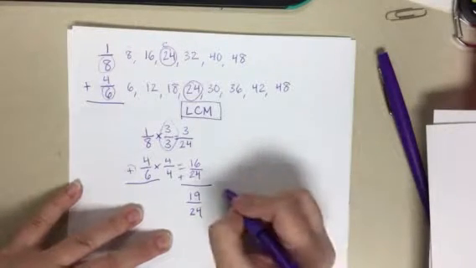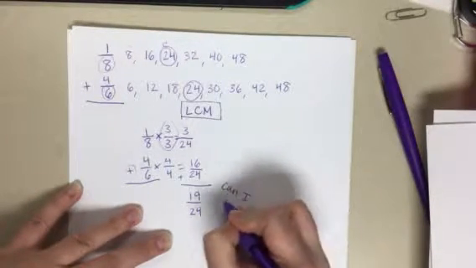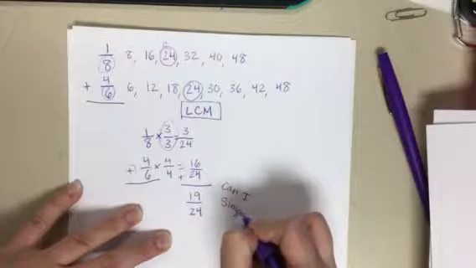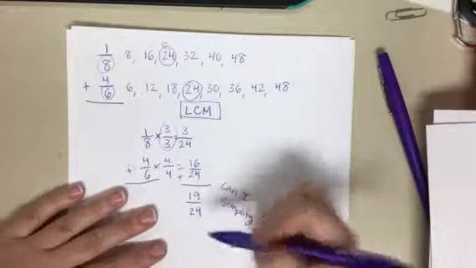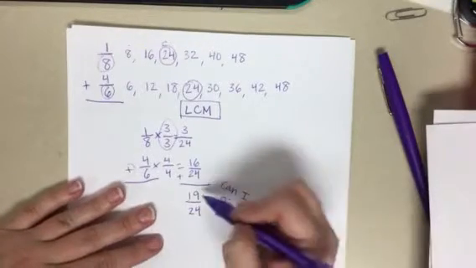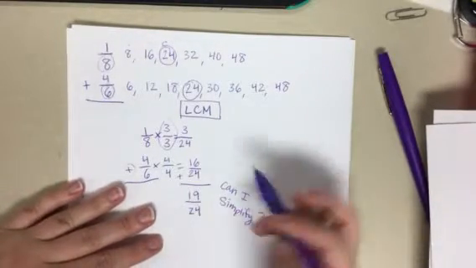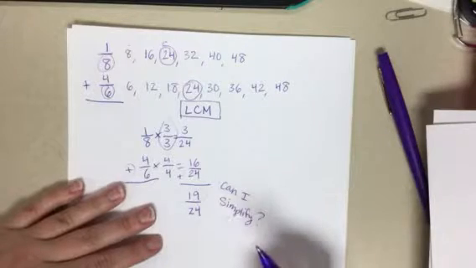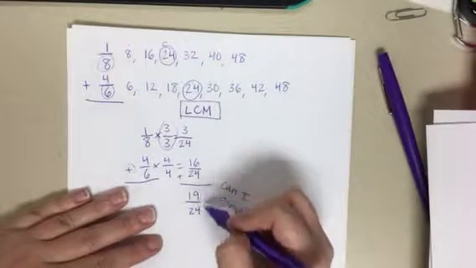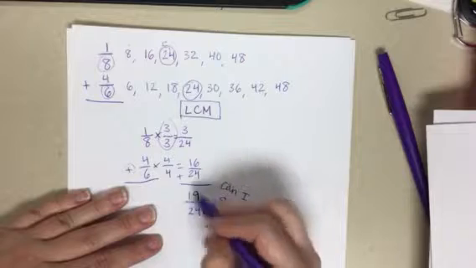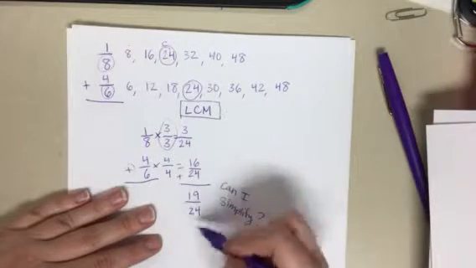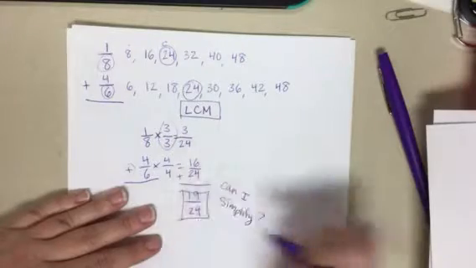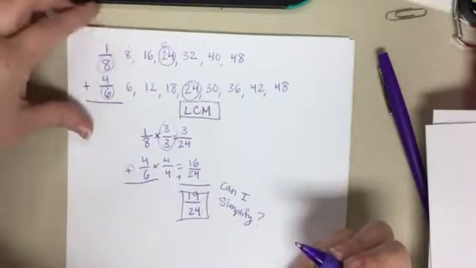And I always ask myself, can I simplify? Well, let's see. Can I chop these both in half? No. Can I divide them by 3? No. And you know what? 19 is a prime number. So the only way that I would be able to simplify this is if 24 was also a multiple of 19. And it's not. So this is our final answer right here. All right, let's do another one.